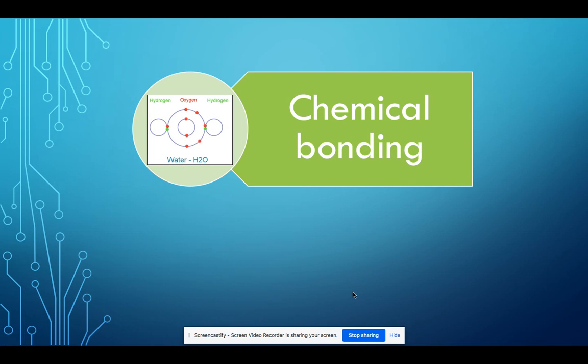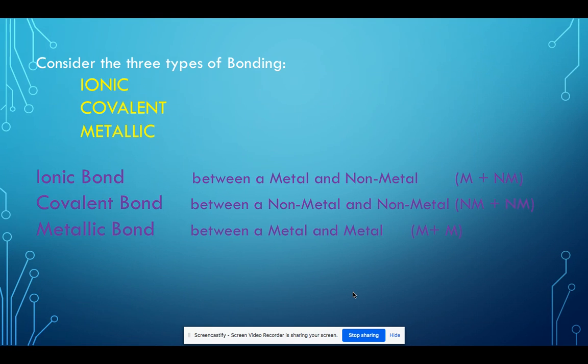Hello. Today we're going to be learning about chemical bonding. So let's start. There are three types of chemical bonds. There's ionic bond, covalent bond, and metallic bond.